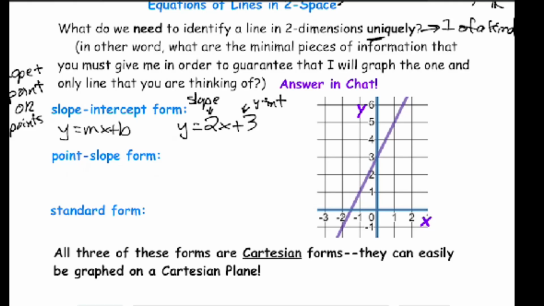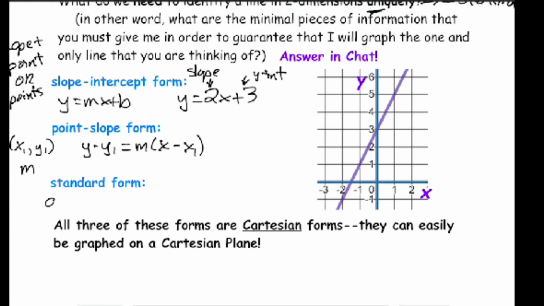We can use point slope form. So if I know a point, x1 comma y1, and the slope m, I can write that like this: y minus y1 equals m times x minus x1. Or we can write things in standard form, which can look two different ways. Either we have ax plus by plus c equals 0, or sometimes it looks like this: ax plus by equals c.